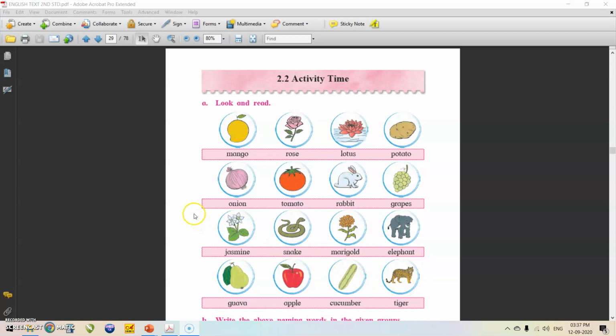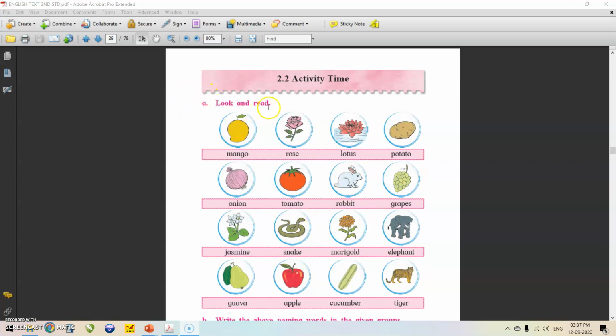So in this picture, we have the names of the fruits. Then we have the names of the flowers. And then we have the names of the vegetables. So we have this potato, onion, tomato, and then we have the names of the animals.